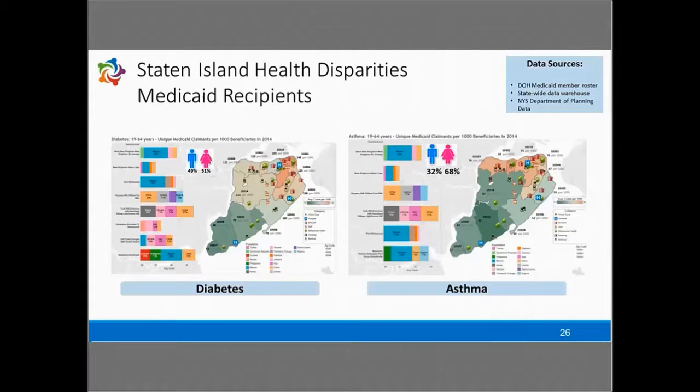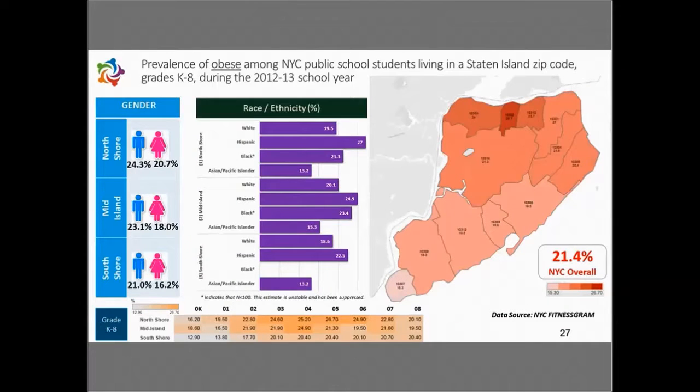And the same for the map on the left, which is for the diabetes slide in the population from 19 to 64 years of age. Again, bringing in these different variables allows really good focus on resources and partner identification.